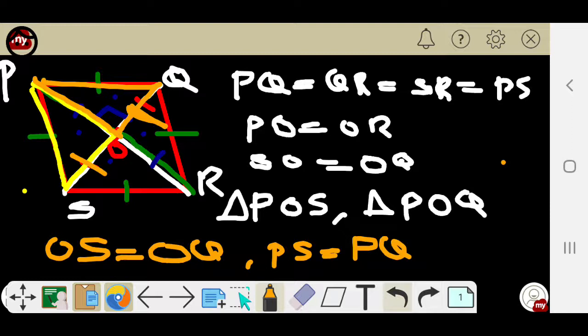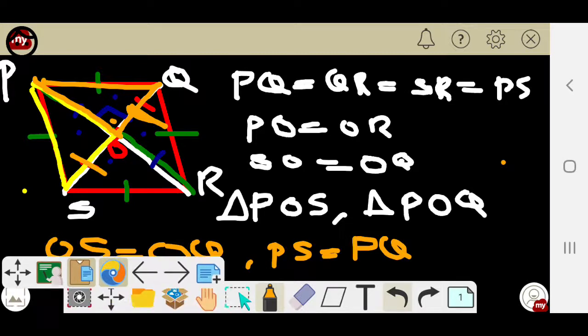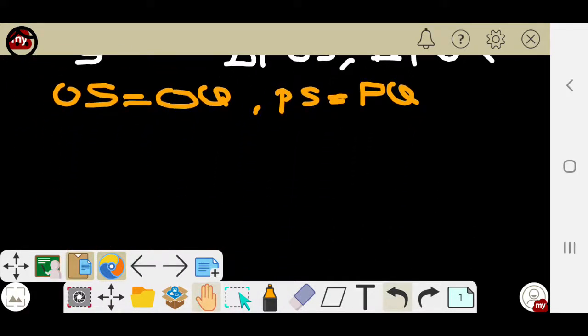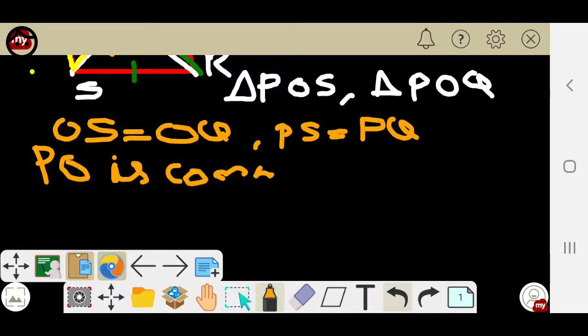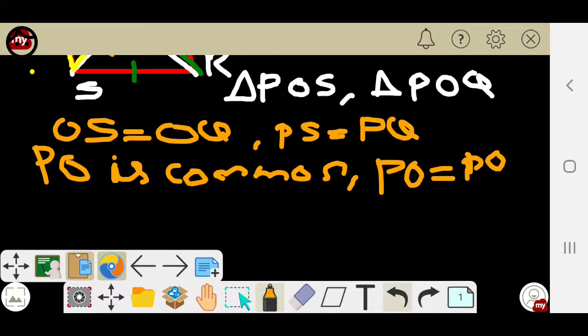Not only that one, in both triangles you can see a side PO. So PO is common for both. Common means PO equal to PO. So we write side PO equal to PO, because in both triangles it is the same side PO.